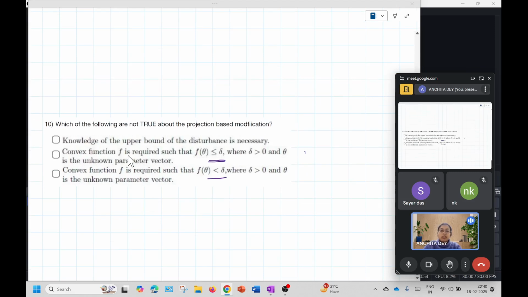Then we have: a convex function f is required such that f of theta should be less than equal to delta, where delta is greater than 0 and theta is the unknown parameter vector. So if theta is the unknown parameter vector, you need some convex function f such that f of theta is less than equal to delta. And what's the difference with the third option? It just says that f of theta should be less than delta. Now, what do we get by the difference between this less than equal to and simply less than?